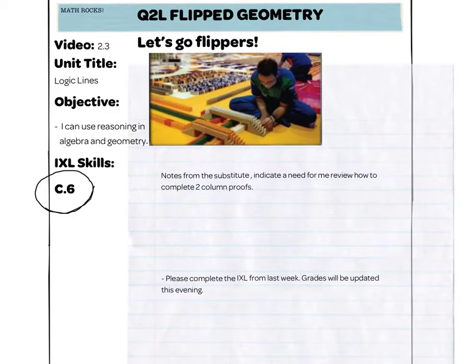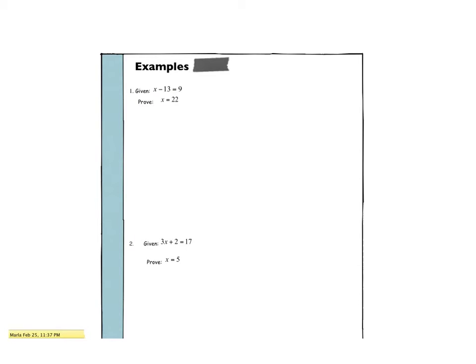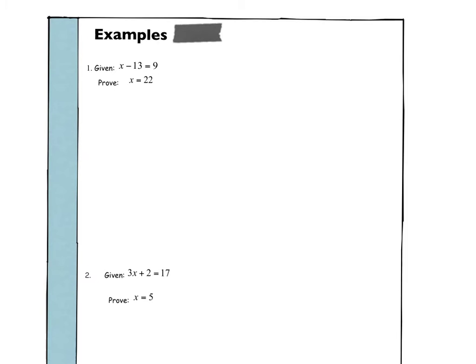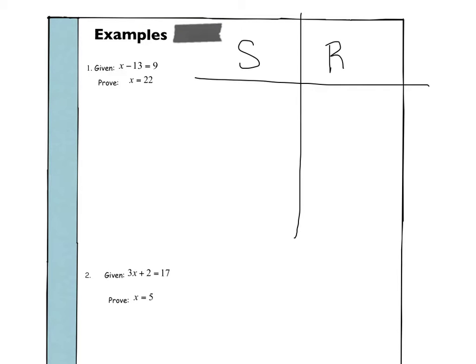All right, let's go, flippers. We're working only on examples today. Okay, so the first example we're going to look at is given x minus 13 equals 9, prove that x equals 22. I'm going to start off with our S's and R's. And remember, the first S is always going to be the given. So that will be x minus 13 equals 9. And the reason for this is that it's given.